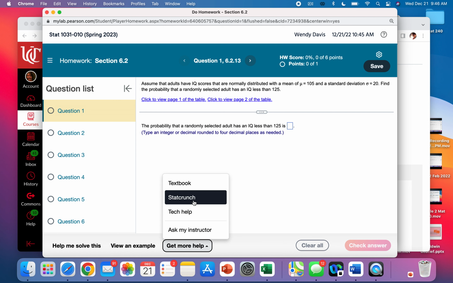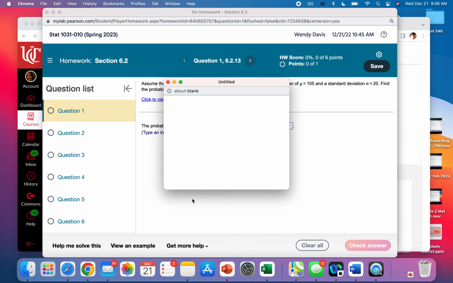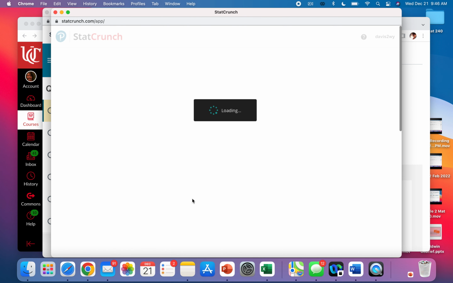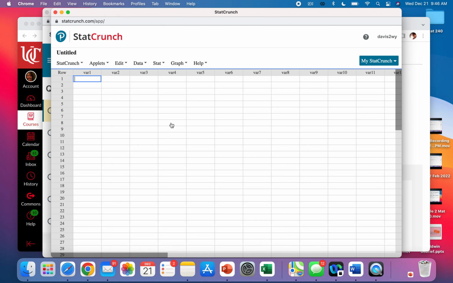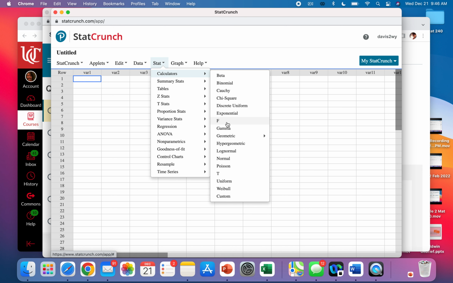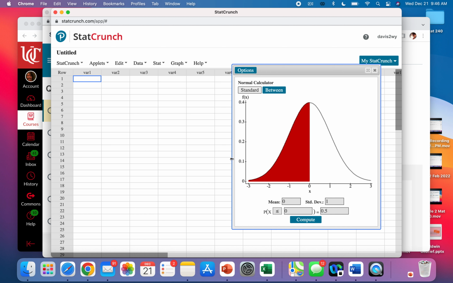Get more help. Open StatCrunch. Stat calculators. Normal. In section 6.1, we were using z-scores, which is called the standard normal, that have a mean of 0 and a standard deviation of 1.